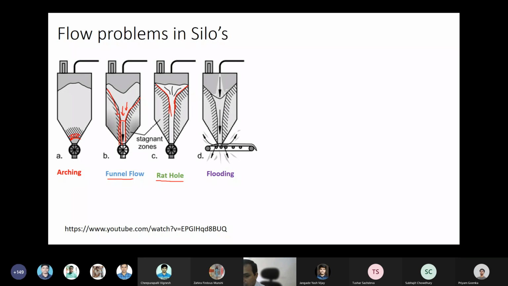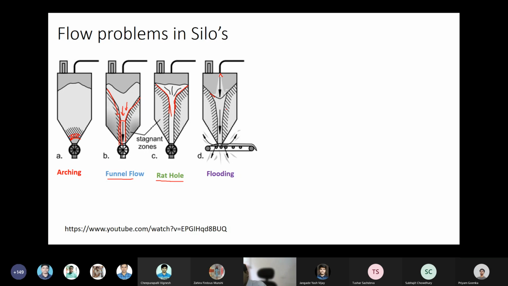Whenever there is a funnel flow, sometimes there won't be any uniform flow. Sometimes there could be uniform flow, but whenever there's a rat hole, what will happen is that the particles get stuck and suddenly will fall down.